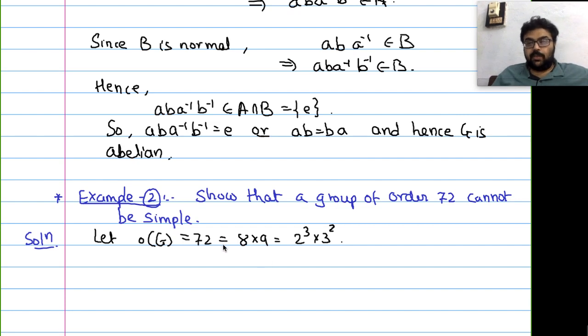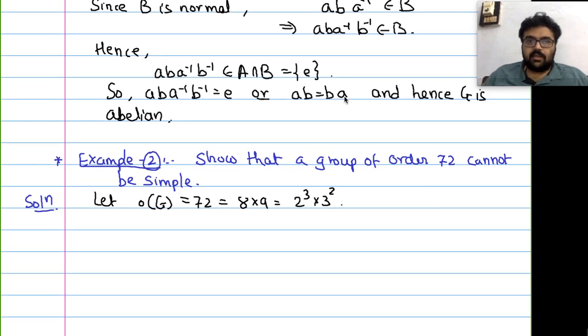So what is a simple group? Recall, G is called simple if it has no proper normal subgroup. We want to show that it cannot be simple. That means we have to find one proper normal subgroup. So far we have seen that a unique p Sylow subgroup is normal. So if we find that it has a unique p Sylow subgroup, then it is normal. Before going to that, let me consider an easier example.